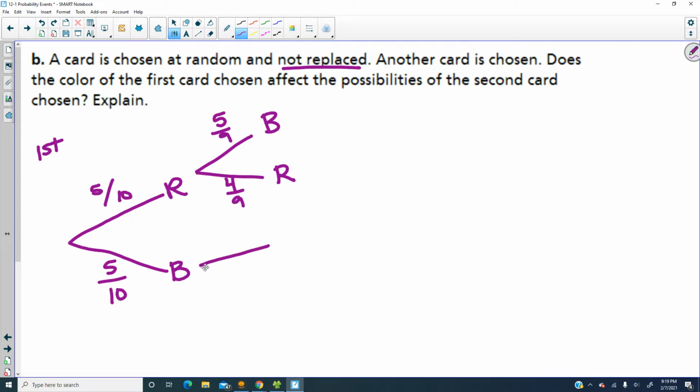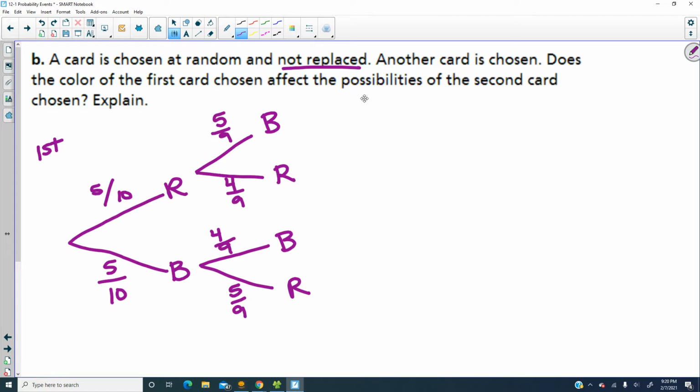Now let's look at what if we drew a black card first. B for black, R for red. If I drew a card and did not replace it, that would mean there's only 9 cards left for the second draw. And if I drew a black card first and did not put it back, there would only be 4 black cards left, but there would still be 5 red cards left. So do you see how these probabilities are changing?